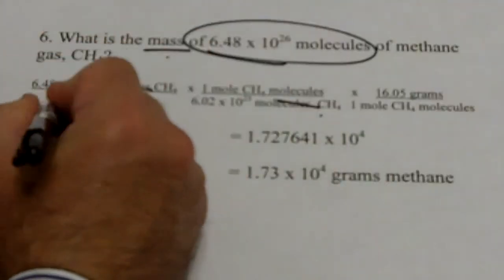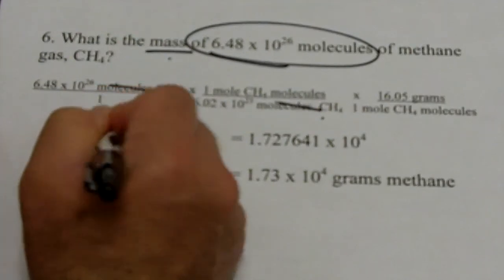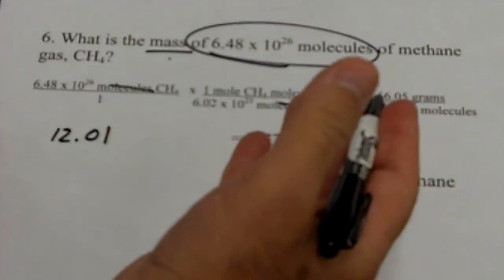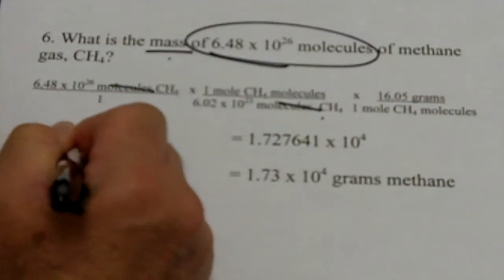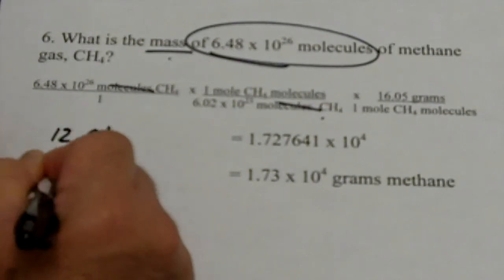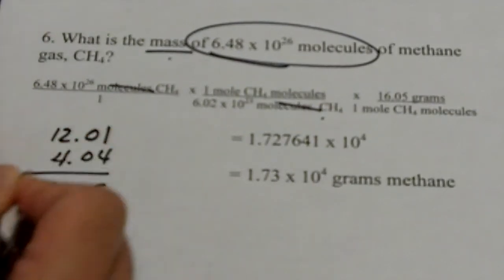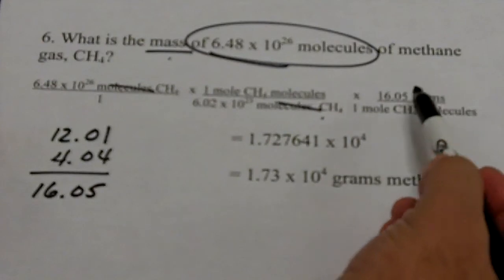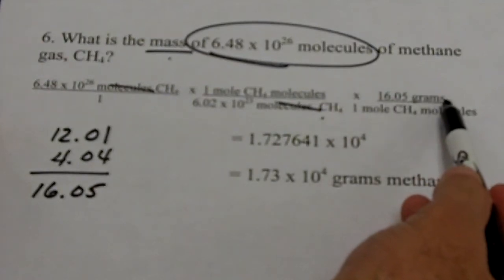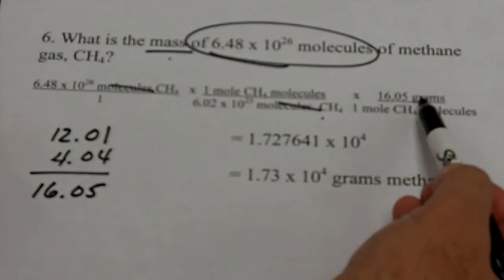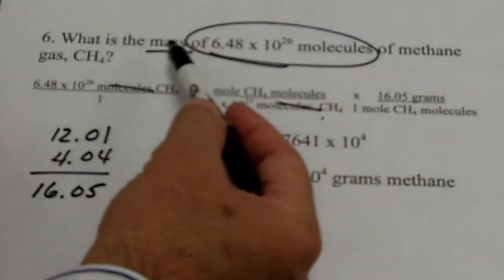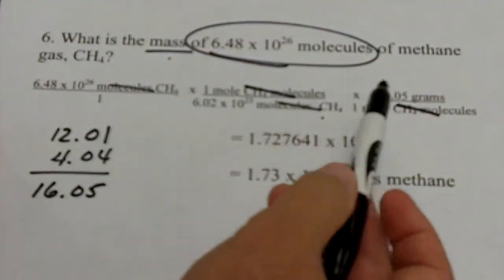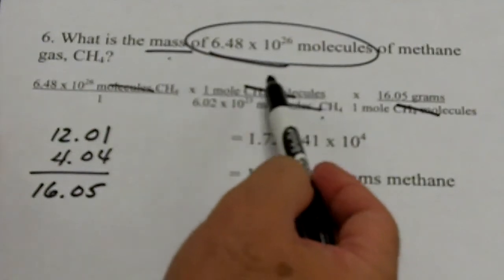Carbon has a mass from the periodic table of 12.01. Check me on that. And hydrogen has a mass of 1.01, but there's 4 of them, so the total mass for those 4 is 4.04. When I add those numbers up, I get 16.05. So 1 mole of CH4 molecules weighs 16.05 grams. Is this the unit that I'm looking for? Yes, I'm looking for mass in grams. I'm done. Cancel that unit with that number. By the way, don't cancel the number, just cancel the unit.